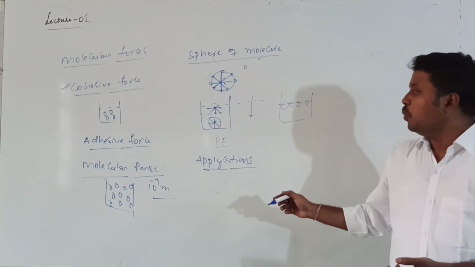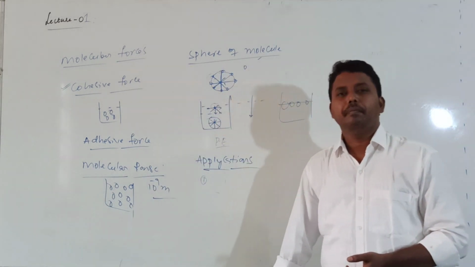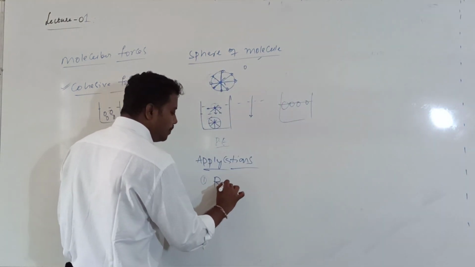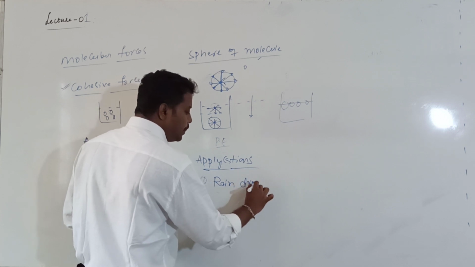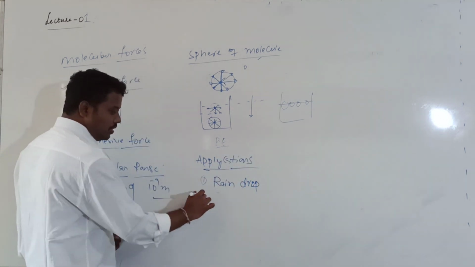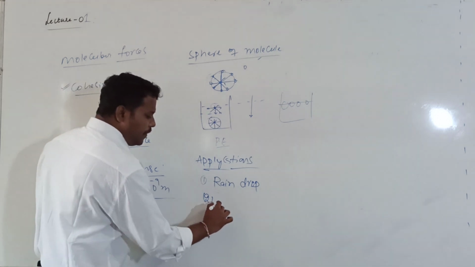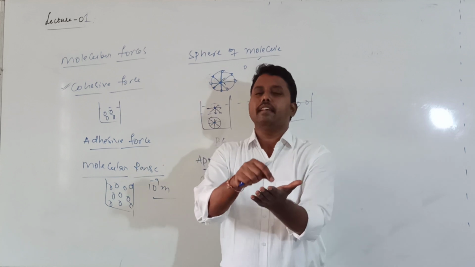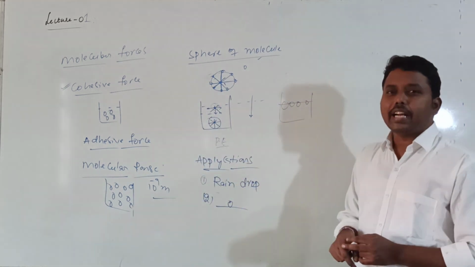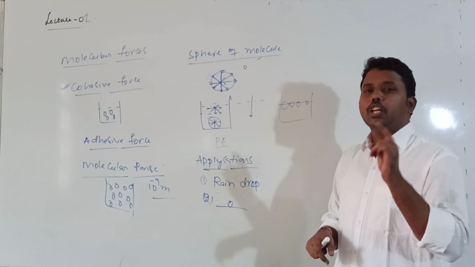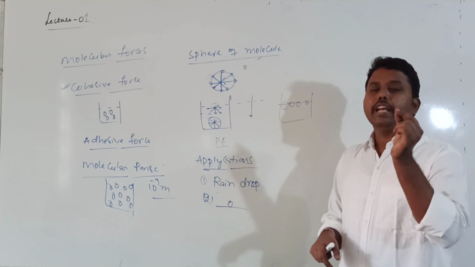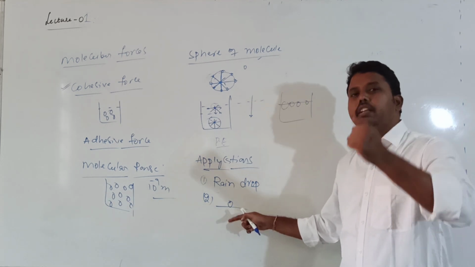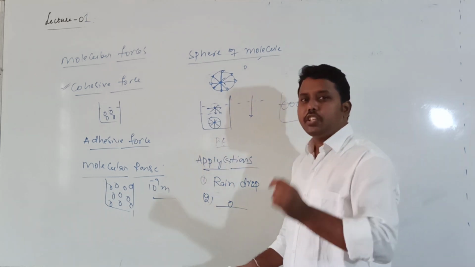I told you why a raindrop is spherical in shape: because of the surface tension. The second one: if I consider one small mercury drop and put it on a glass slab, two forces are acting. One is its weight, the other is its surface tension. A small mercury drop will not spread over the glass surface. It will remain in the spherical shape only.